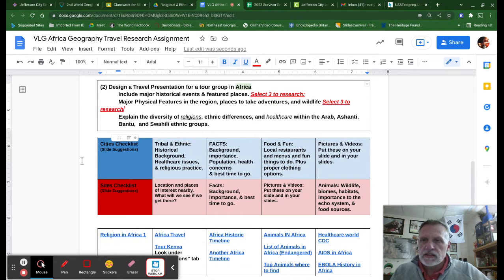Notice the checklist, slide selection. Guys, come on. This first one, this is about 3 slides in one. You got your tribes and your ethnic groups. Tell me the historic events of the ethnic group and the tribe, Arab, Ashanti, Bantu, Swahili. What are the historical backgrounds between them? What are their healthcare issues and what are their religious practices?